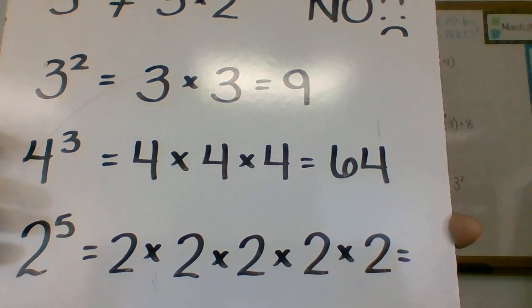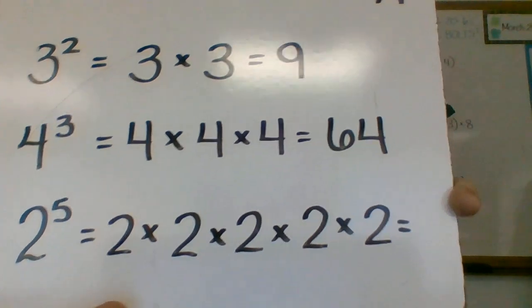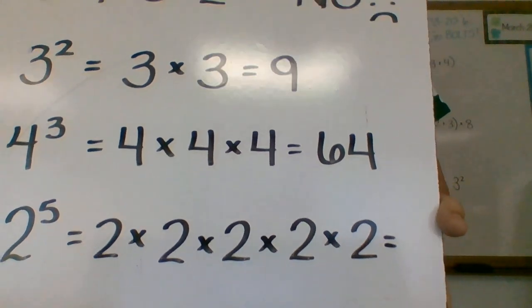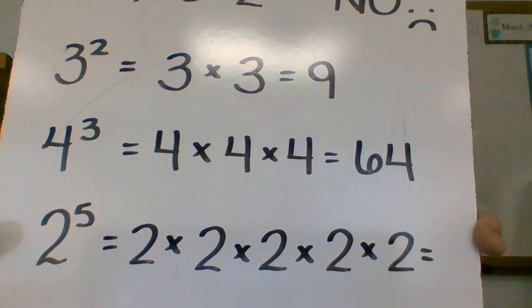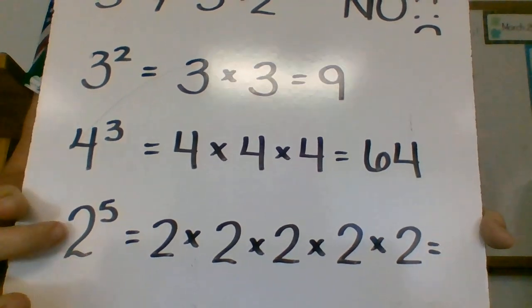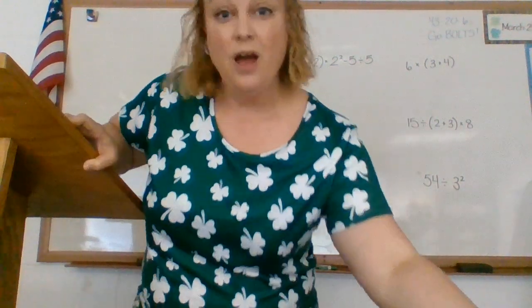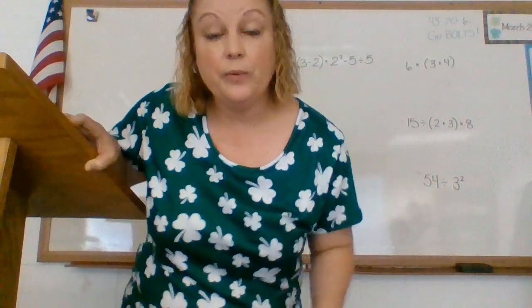All right, hopefully you said 32, because 2 times 2 is 4, times 2 is 8, times 2 is 16, times 2 is 32. It's not 2 times 5 is 10, so please be careful when we're working with exponents, because we are going to be working with them again today, and I just wanted to make sure we had reviewed that so we knew what we were doing.